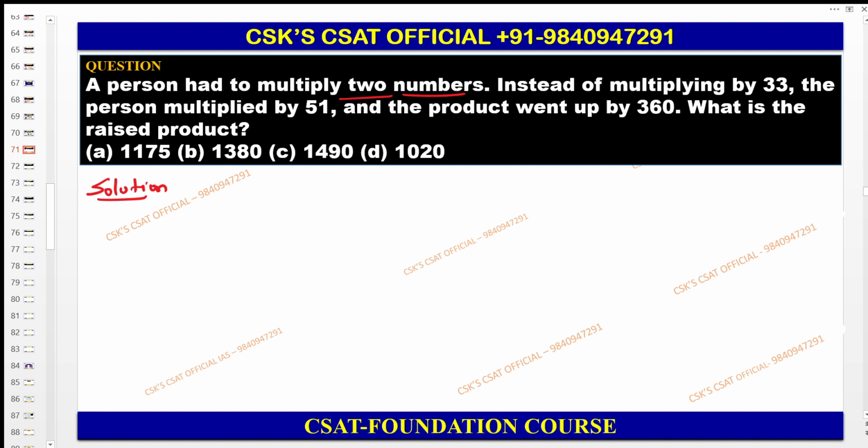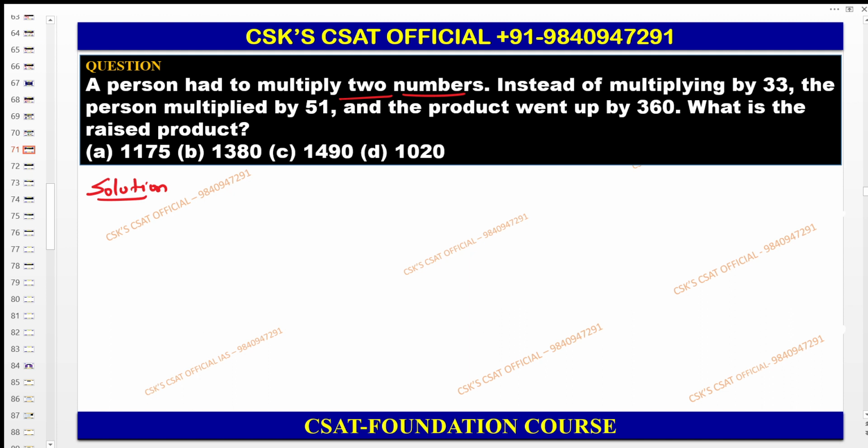What is the raised product? The question may vary. Okay, I will tell you after this. Now listen very carefully how to solve this kind of question.